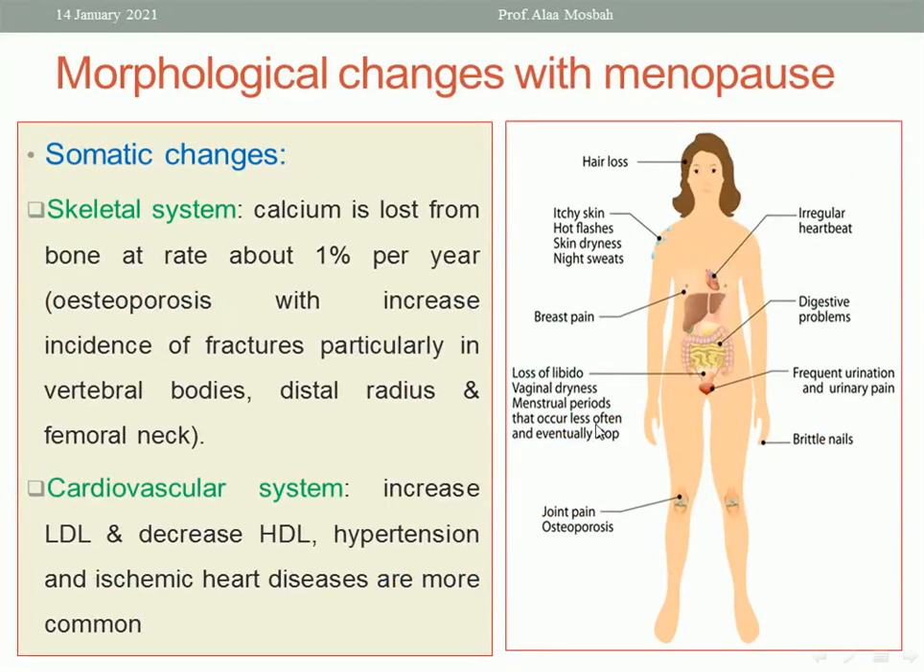What about the skeletal system? There is loss of calcium from bones due to osteoclastic activity, at a rate of about 1% per year. So osteoporosis may happen in some women in postmenopause age, especially in the vertebra, the distal radius, and the neck of the femur. What about the cardiovascular system? There is increase in cholesterol, LDL, and decrease in HDL. There is liability for hypertension and ischemic heart disease at such age.